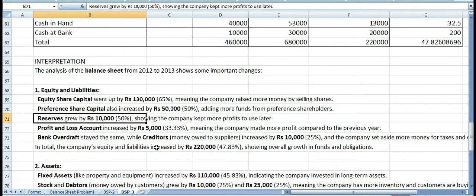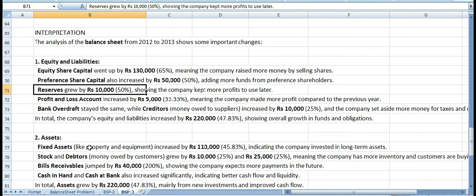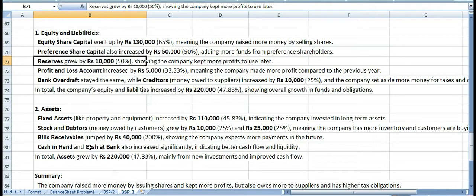Similarly, if we compare all the equities and liabilities together, there is an increase of 47.83%. There is a growth in funds and obligations. Funds are generated through equity share capital and preference share capital. Next, we have to see the asset side. We find the fixed assets have increased by 45.83%, that is 1,10,000 rupees, indicating that the company has invested in long-term assets.